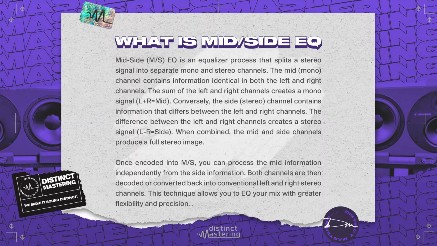Once encoded into MS, you can process the mid information independently from the side information. Both channels are then decoded, or converted back, into conventional left and right stereo channels. This technique allows you to EQ your mix with greater flexibility and precision. Alright, so based on what MidSide EQ actually is, you can only imagine that if you're using MidSide EQ while mastering, you can really damage your master, or the final mix. Let's discuss 5 tips for using MidSide EQ while mastering.